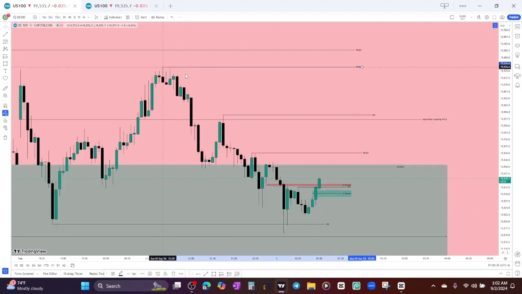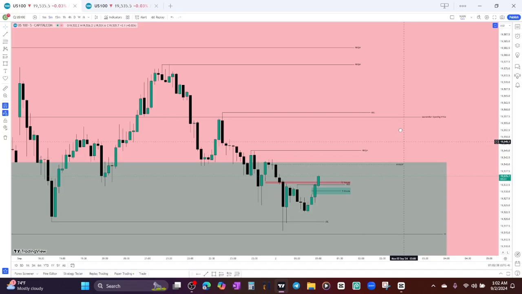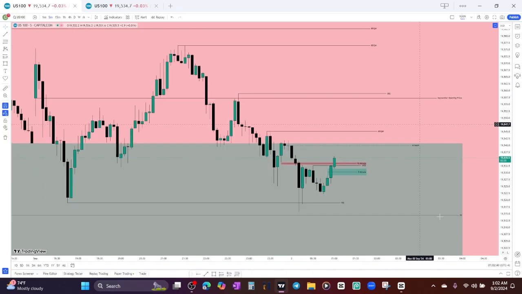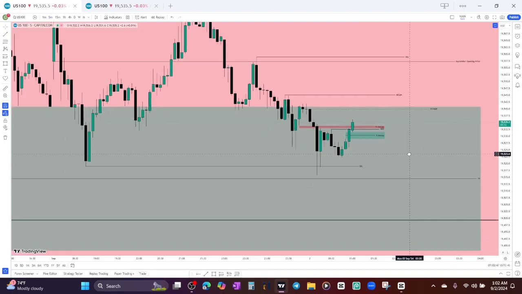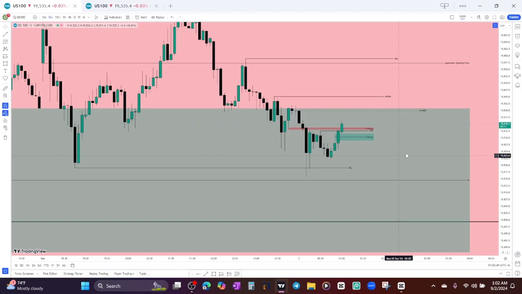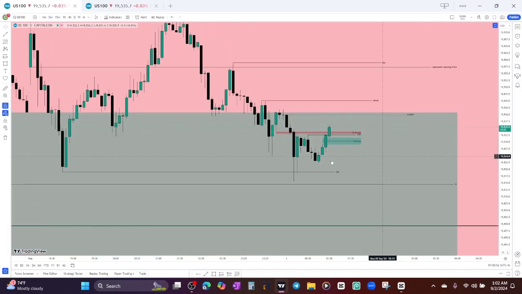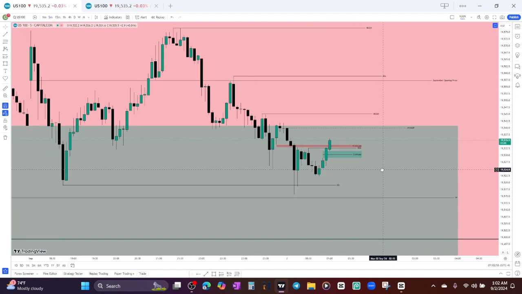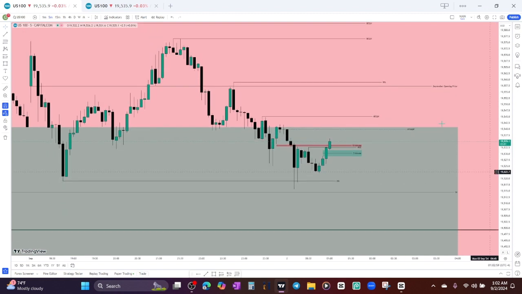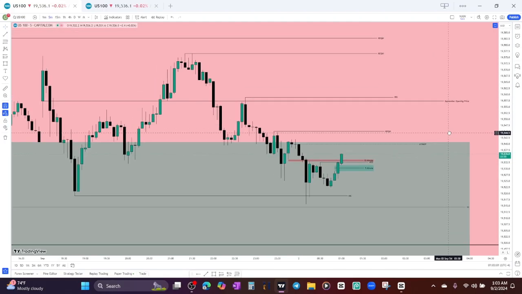We're still above the 50% level of this 1 hour fair value gap, which is very nice. I would like to see price stay above here. So far, so good. The market is aligning with what we want to see. Still ripping through this 15-minute bearish fair value gap here.